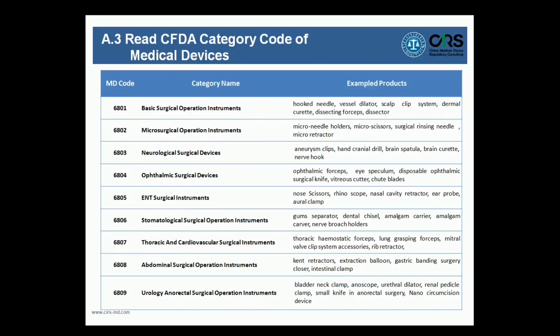CFDA drew up this unified category code to achieve standardized and informational management of medical devices. We can see the 68 stands for medical device in China. It's a medical device code. So all medical devices will be marked with 68 first. And the last 2 numbers stand for the category code.